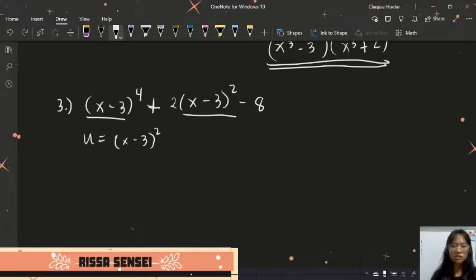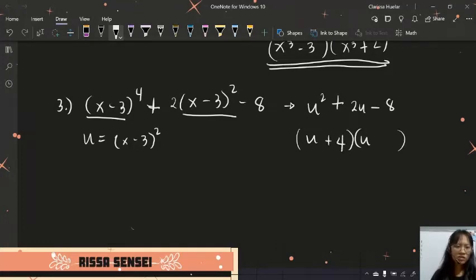Sorry. So, this will become u squared plus 2u minus 8. The factors are very easy lang kasi factorable naman. Factors of negative 8 na ang sum ay 2. Meron tayong positive 4 and negative 2. So, pag minultiply yan, ito yung magiging answer. Pero, syempre, hindi pa tapos yan, kasi meron pa tayong x minus 3 na kailangan i-substitute sa u.